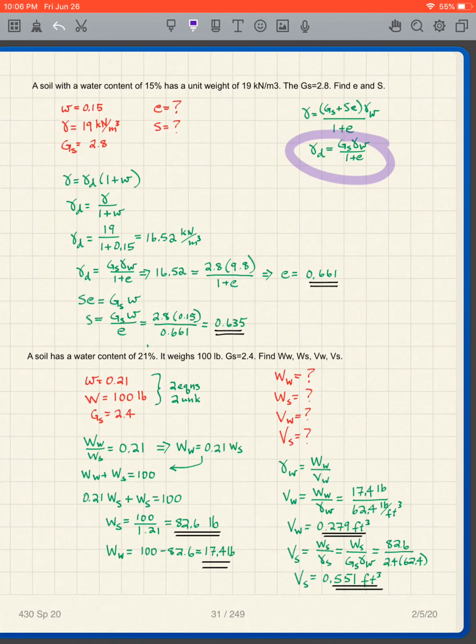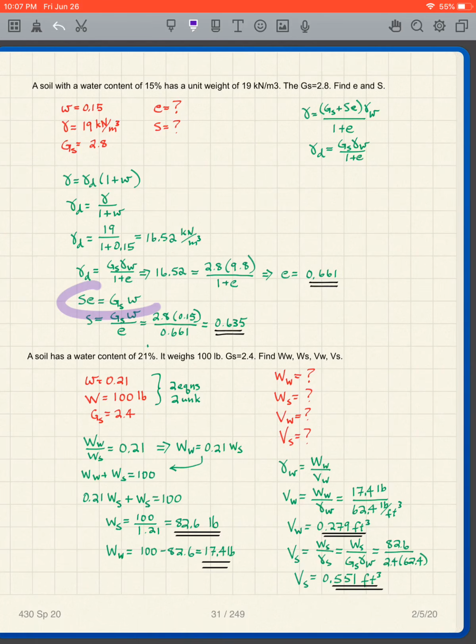Then what do I know? Then I know that gamma d is equal to, from this expression, putting in S equals 0, gamma d is equal to G sub s gamma w over 1 plus e. And what do I see? I see that the only thing missing from this expression is e. So I plug everything else in, and I get my e. That's that one.